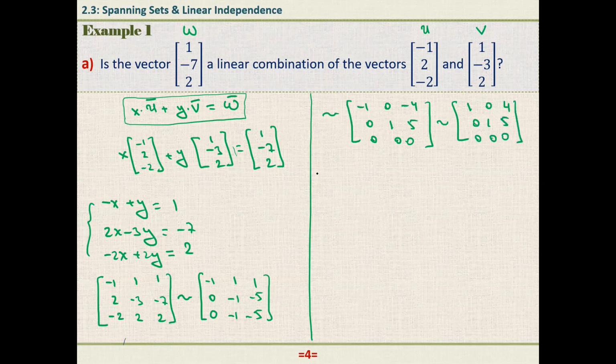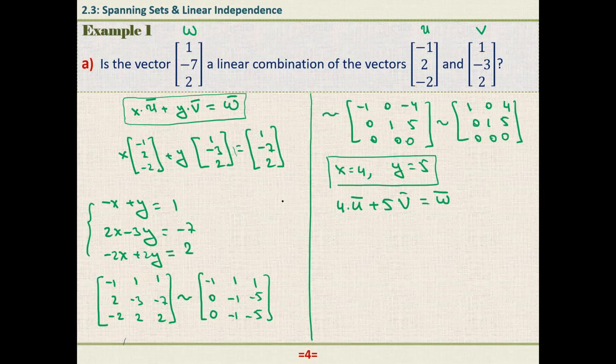So now that means that x is equal to 4 and y is equal to 5. That means that our system is consistent, right? So that means that this w is a linear combination of u and v. I can just write it as 4 times vector u plus 5 times vector v. It gives us vector w, right?